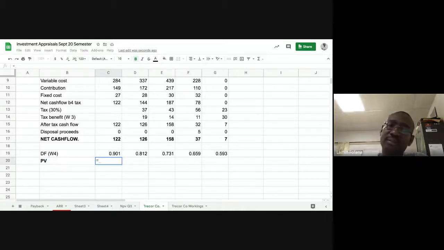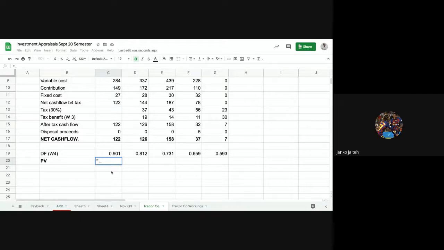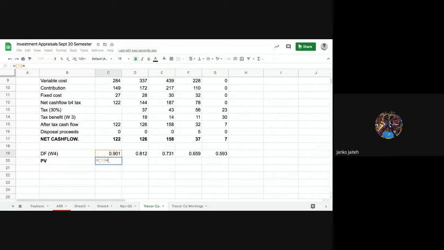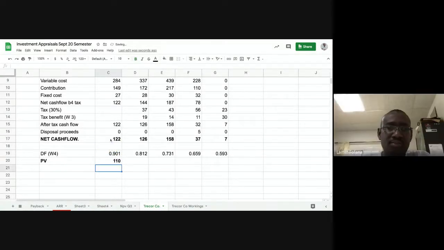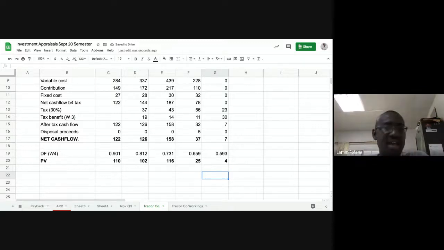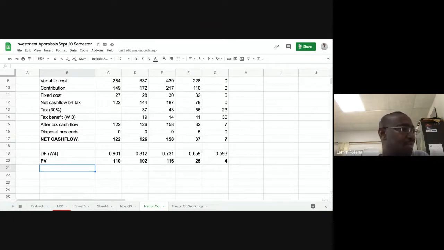Equals C19 times C17, multiplied by C17. We enter and we replicate. Brilliant. So we have our present values at 110, 102, 116, 25, and 4. Okay? So good. Excellent. So what is our NPV? Let's do a summary here.